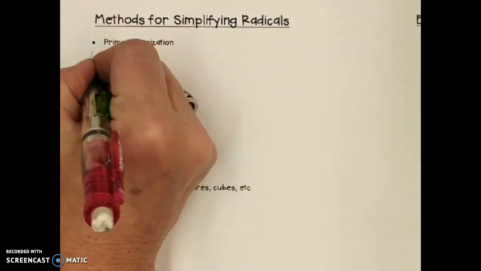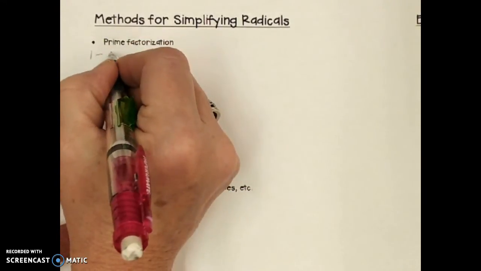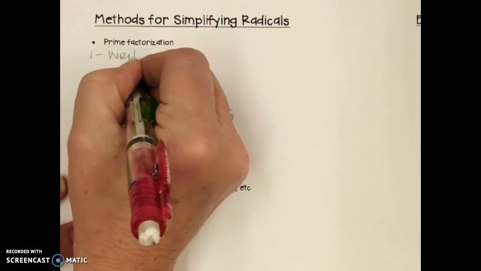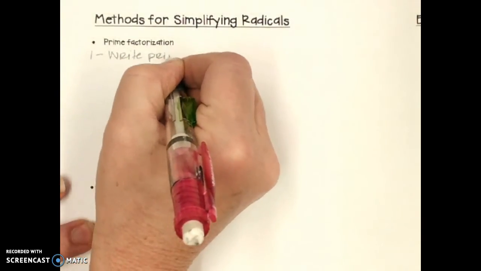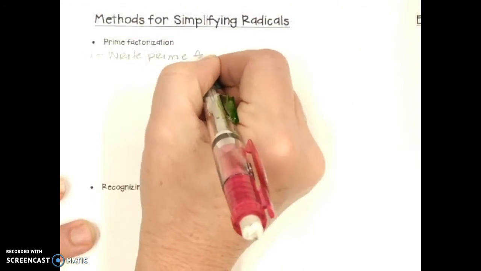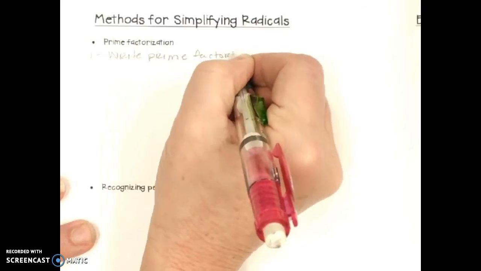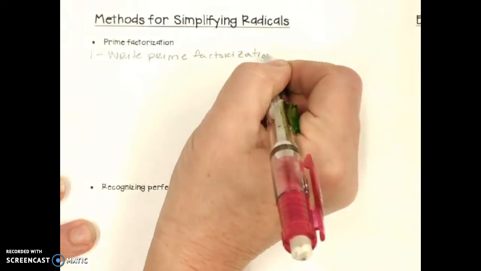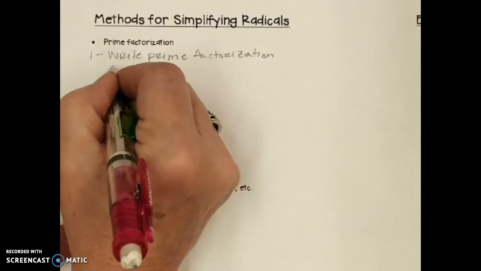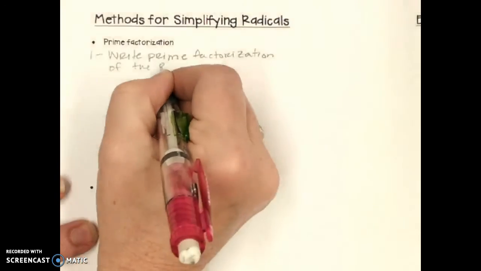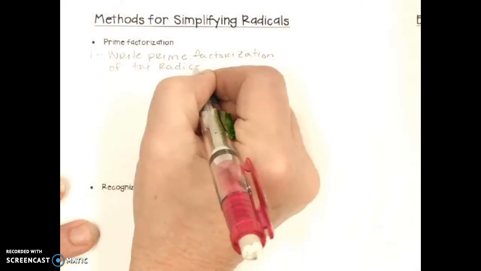So the first thing you're going to do is write the prime factorization of the radicand. Remember, that's the thing that's under the radical.